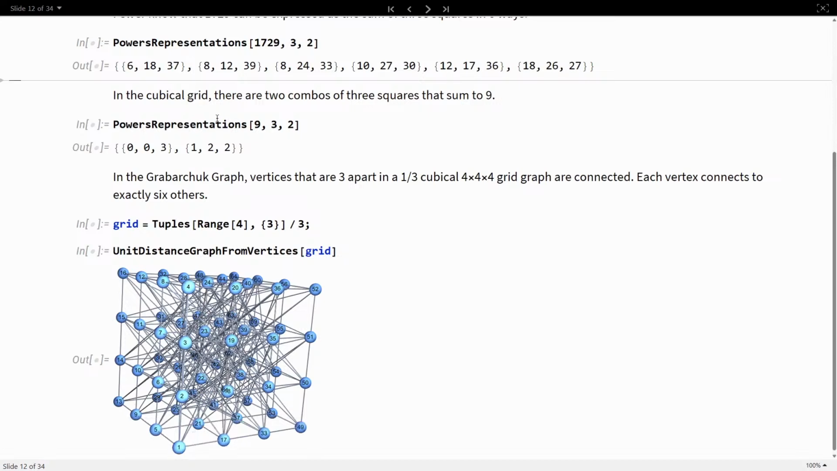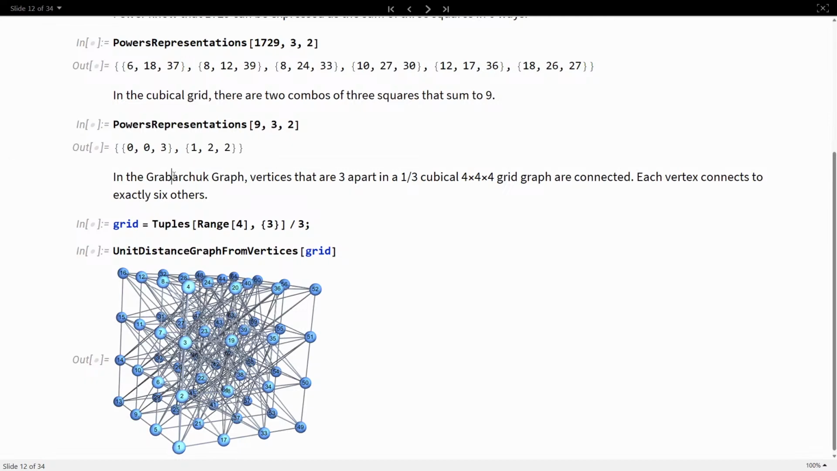But it's more useful to find ways of moving around in 3D space that have the same length. So for example, if you want to move a distance of 3, or 3 squared here, basically you can use Power's representation and find that 0, 0, 3 in any direction will move 3. But also if you move 1, 2, and 2 in 3D space in X, Y, and Z directions, or any variation thereof, you'll be moving 3.